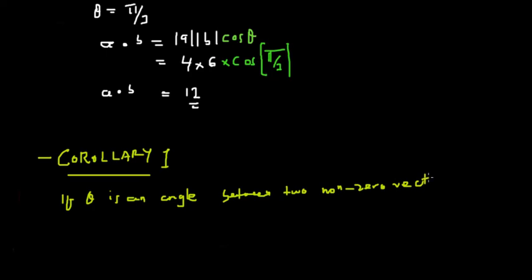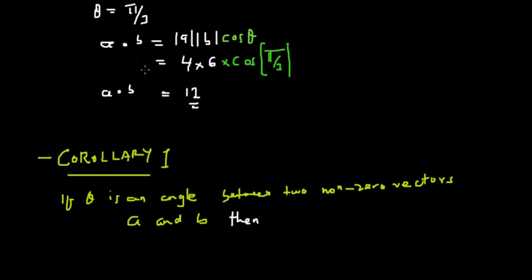Non-zero vectors are vectors whereby when you take their dot product, it is not equal to 0. Those are non-zero vectors, A and B.